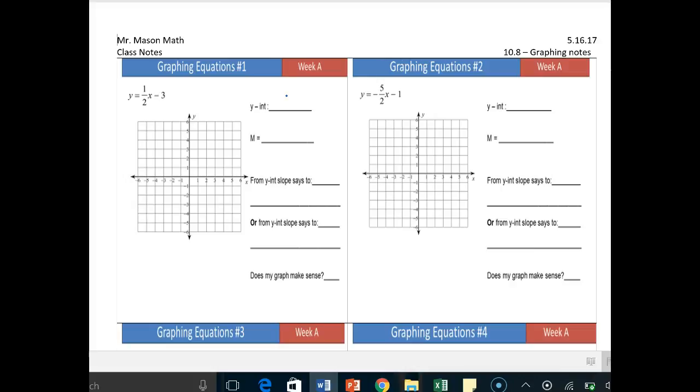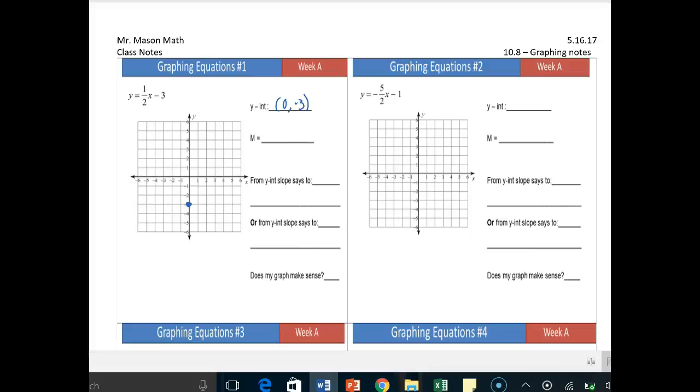So remember, we always start with the y-intercept. In this case, in y equals mx plus b, our y-intercept is -3. So we say (0, -3). This number tells us where to start. So immediately we should put a dot at (0, -3).